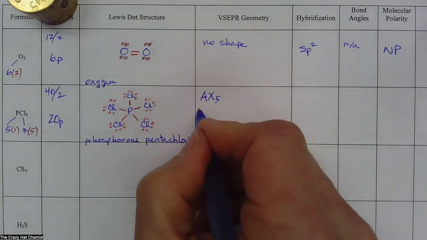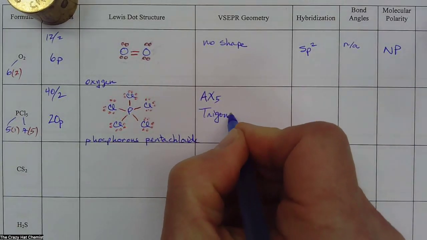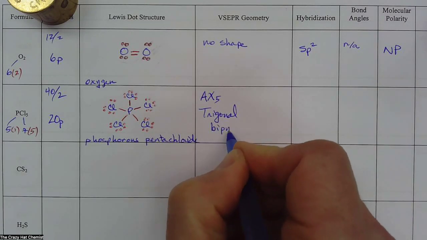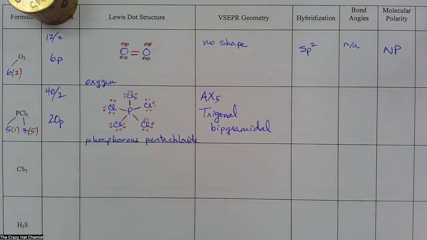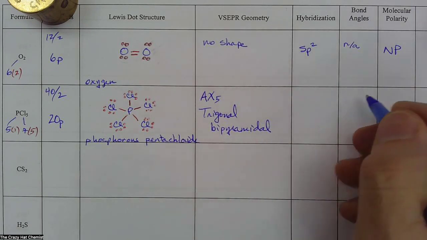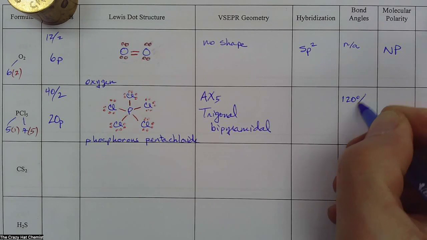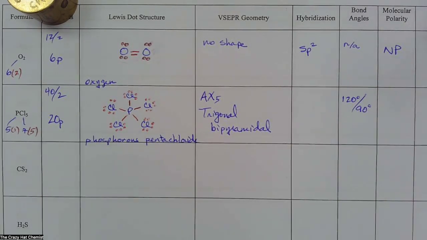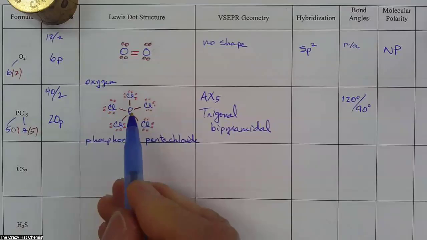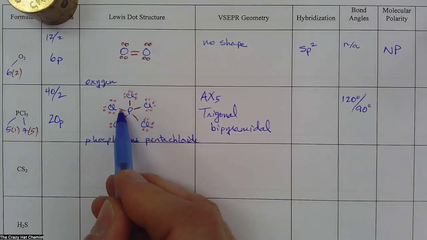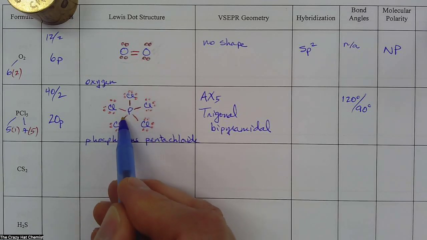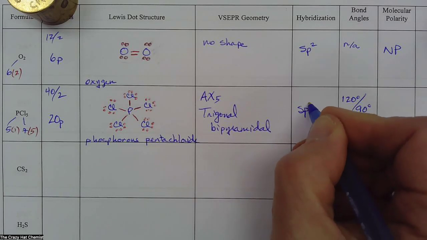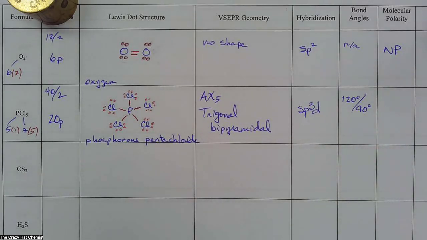So that means that this is trigonal bipyramidal. And there are a set of bond angles when it's trigonal bipyramidal, and that is going to be 120 degrees and 90, the combination of both of those. The hybridization of this is going to be as follows: S, P1, P2, P3, D. Again, we can start anywhere. S, P1, P2, P3, D. That's S, P3, D1, or just sp3d hybridized.